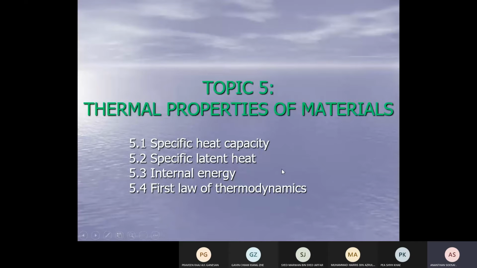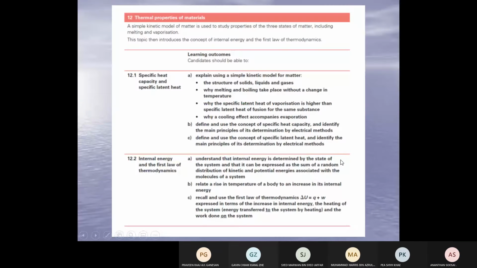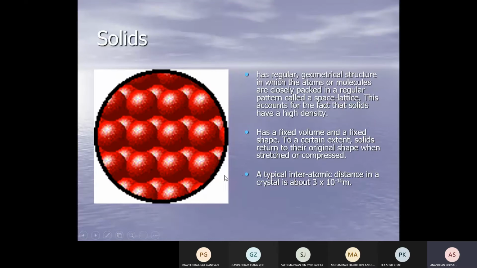It's a specific capacity. Okay. So let's proceed. Okay, this is the learning outcome. We go to the questions. First, as usual, you need to know how solid, liquid, and gas, how the atoms are arranged, how they move, do they vibrate or they move randomly, and so on. This you learned before in early studies.